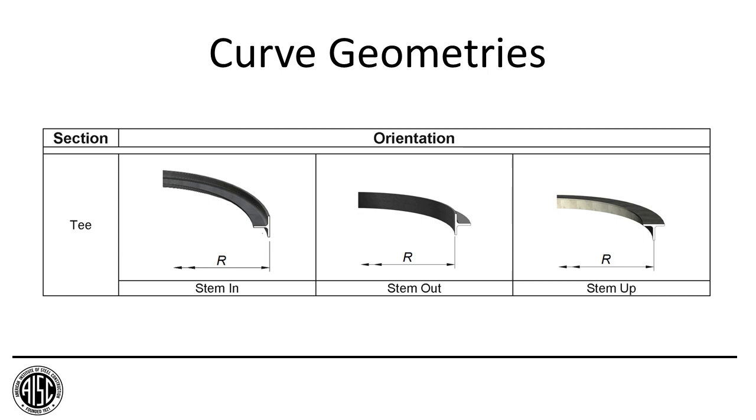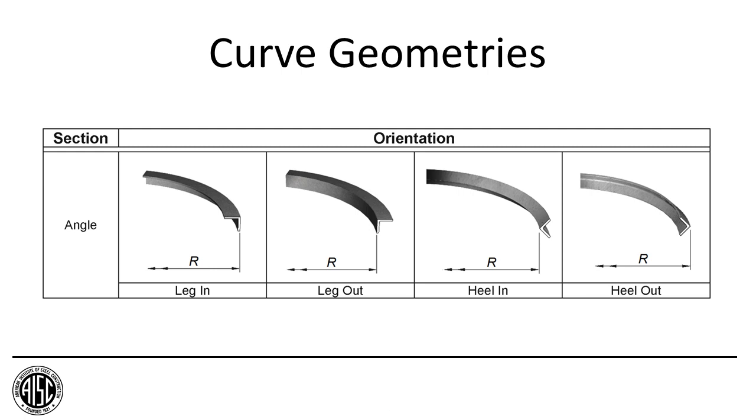For T-sections, you have stem in and stem out. It's kind of difficult to tell whether it's strong axis or weak axis bending with a WT because the section properties can vary depending on the axis. So you've got stem in, stem out, and both of those radius dimensions go to the flange, and stem up, where the radius goes to the centroid of the member.